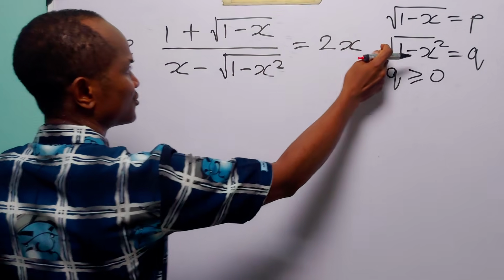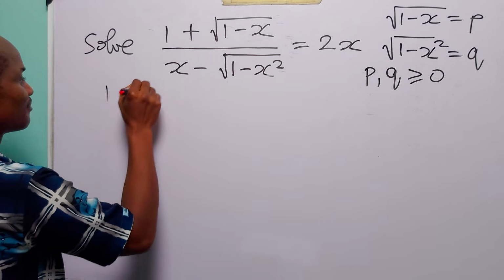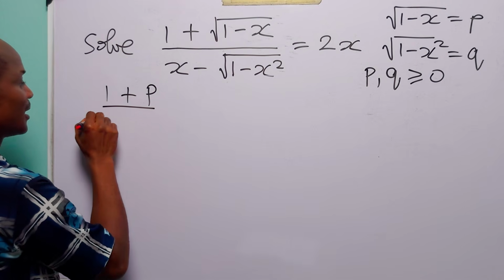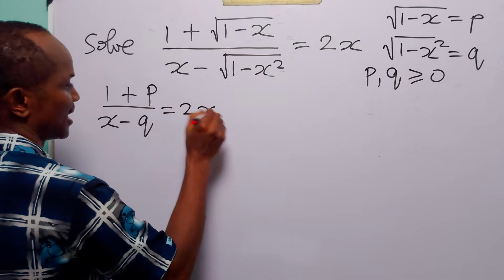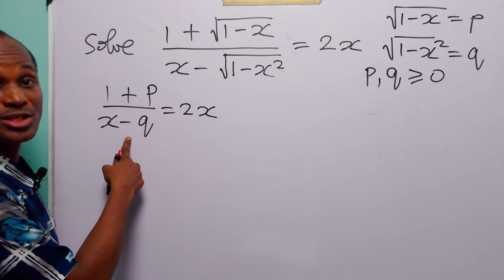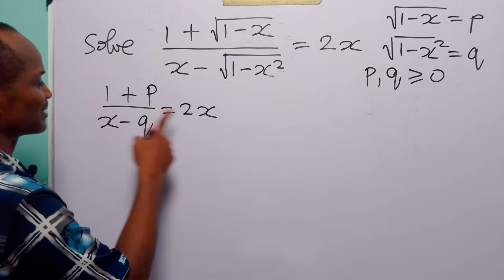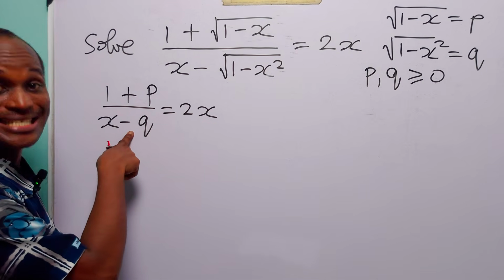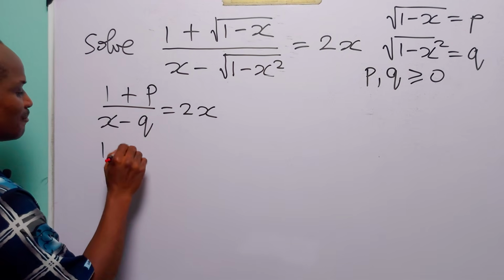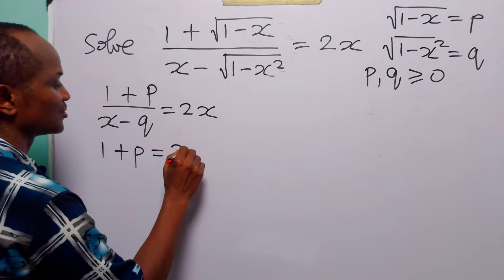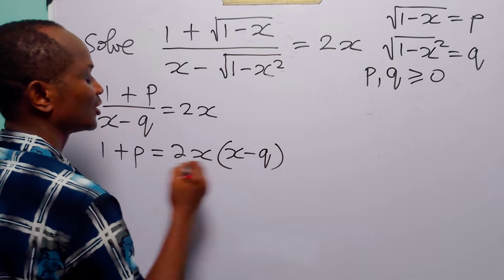Now, with these two substitutions, we can rewrite the original equation as (1 plus p) over (x minus q) is equal to 2x. Now, the next thing we are going to do is to get rid of this fraction on the left-hand side. And of course, to do that, we will multiply both sides of this equation by the denominator, which is x minus q. When we do that, we have that 1 plus p is equal to 2x times (x minus q).